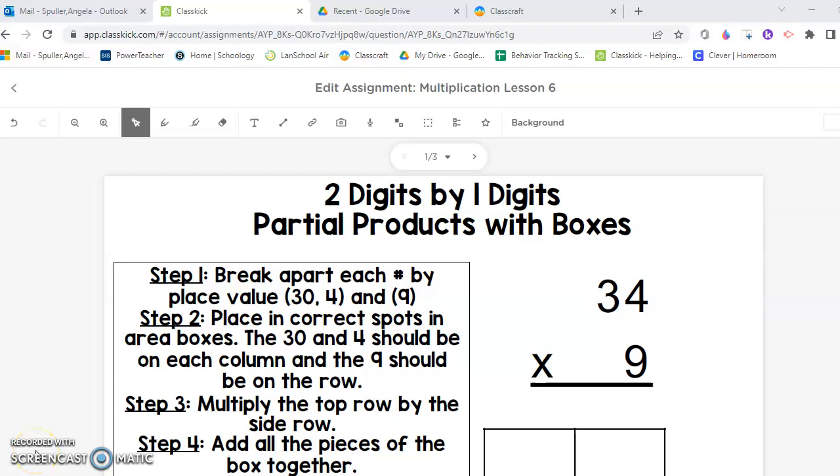Hi, this is Mrs. Oakley, and today we're going to look at multiplication lesson 6. All right, so I'm going to show you another strategy for multiplying multi-digit numbers. So today we have 34 times 9.